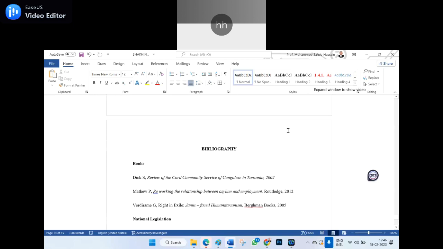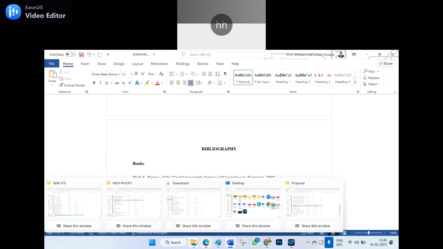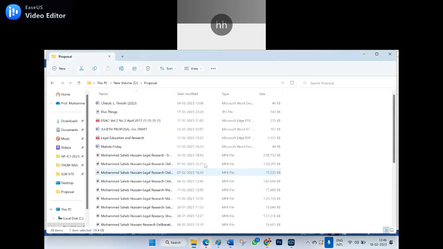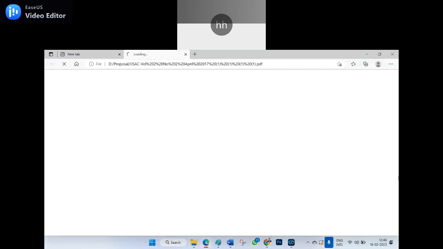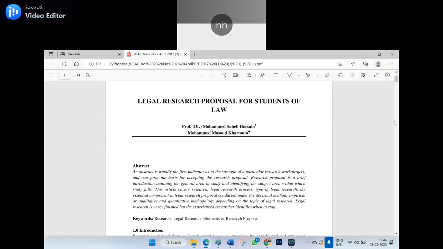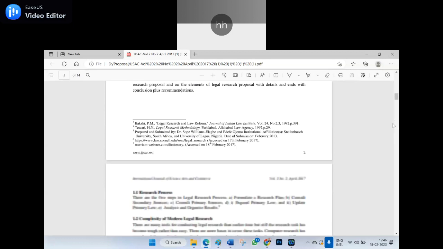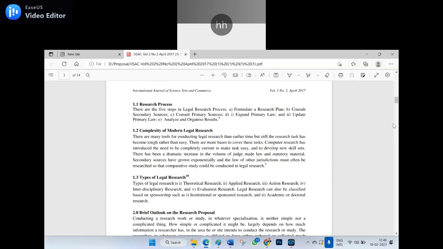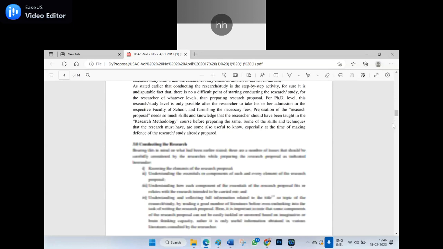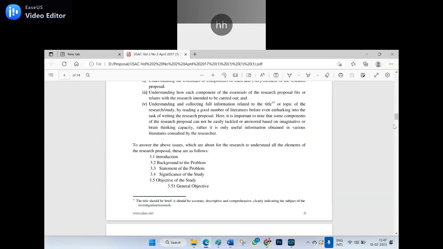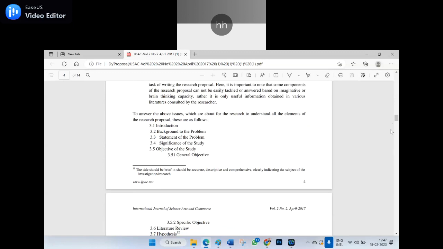I told you that because in my article, I very clearly mentioned what things should come in the proposal. This is the article which I made, and everybody has this article with them. There I clearly mentioned what things should come under the research proposal for the students of law, including the types of research, the research design, and the conducting of research, and the components that should be present.